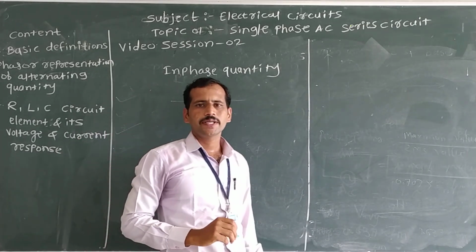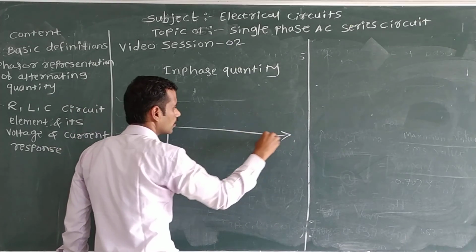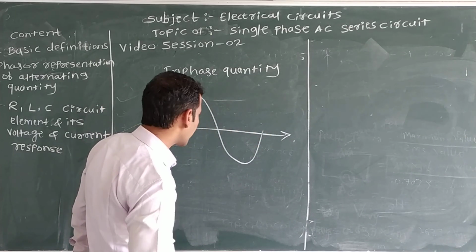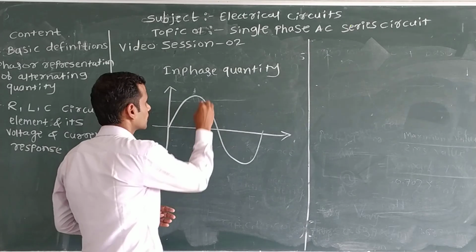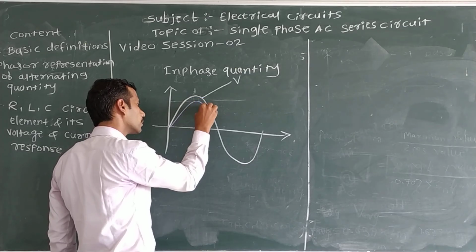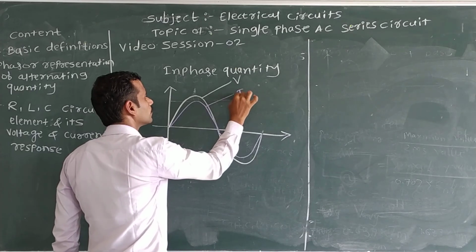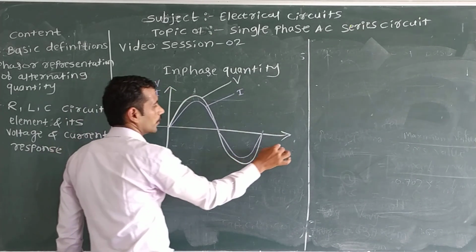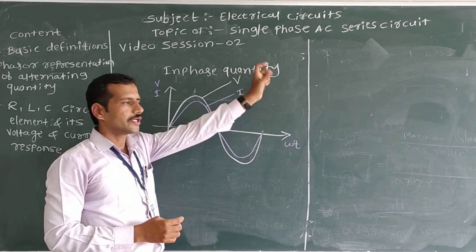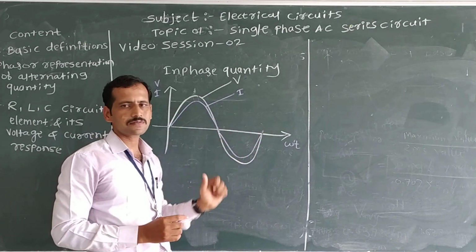What is meant by in phase quantity? Suppose I am taking two alternating quantities. First is voltage and second is current, with respect to omega t. If two alternating quantities reach their zero and maximum value at the same time, then it is known as in phase quantity.